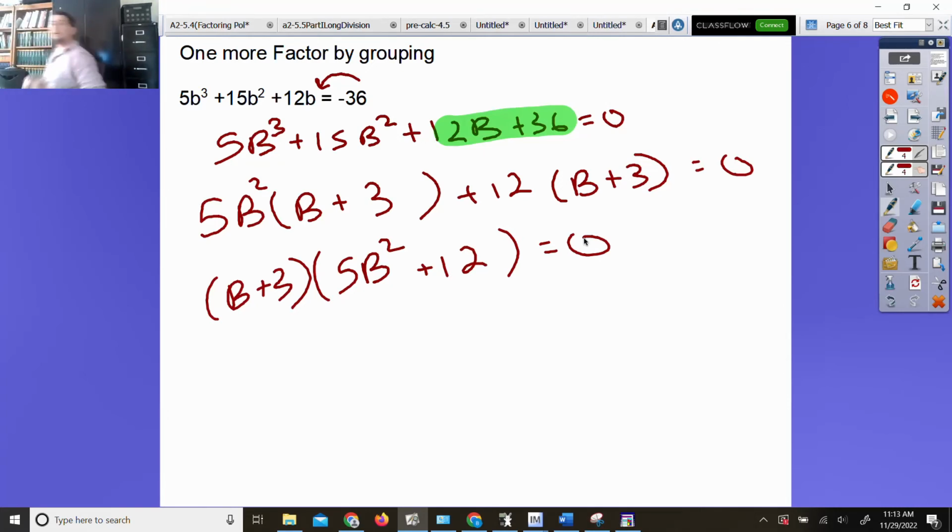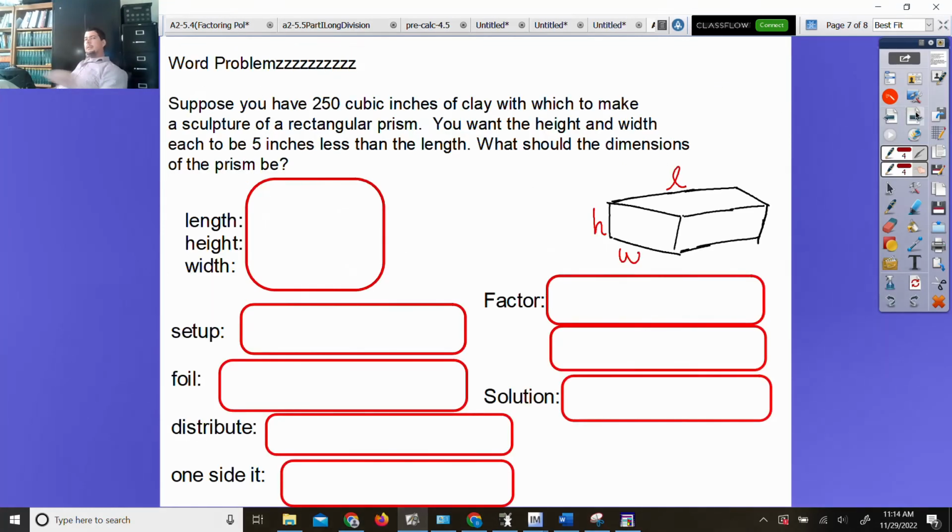I guess you have a word problem left. Probably about the volume of a prism. You have 250 cubic inches of clay. Because I saw cubic inches, what pops into my head? Volume.